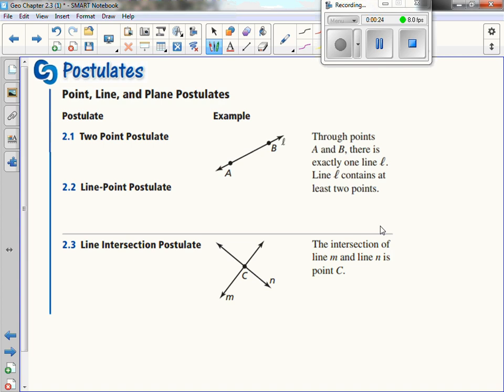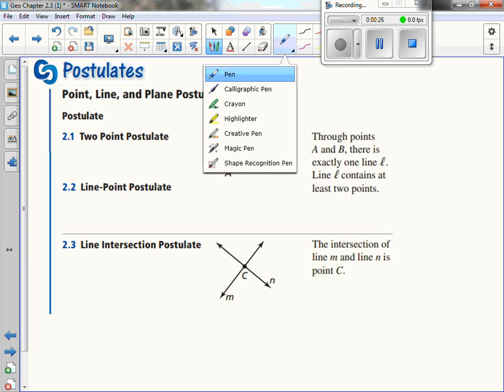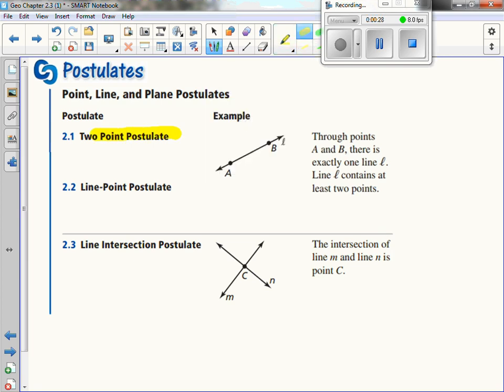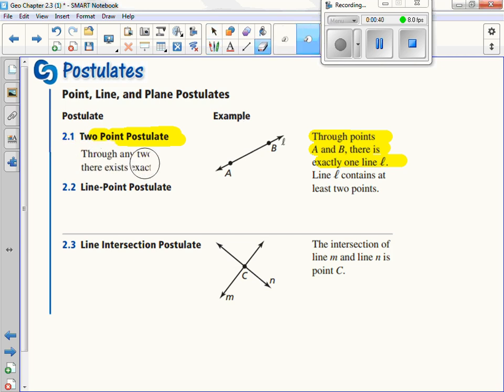Now, this first one, we have two postulates. Let me get a highlighter. The two-point postulate states through points A and B, there's exactly one line. Through any 2 points, there exists exactly one line.